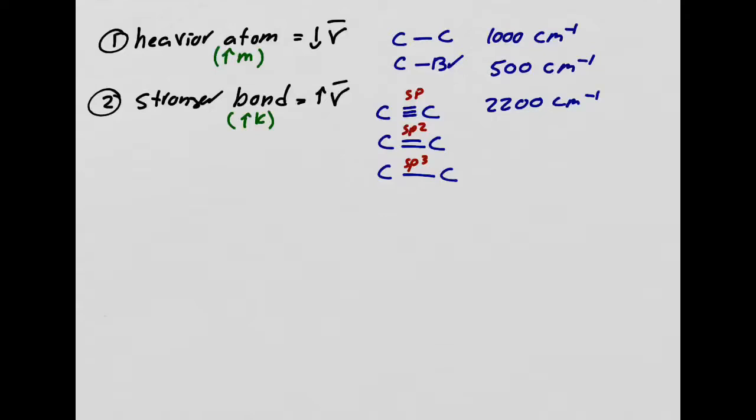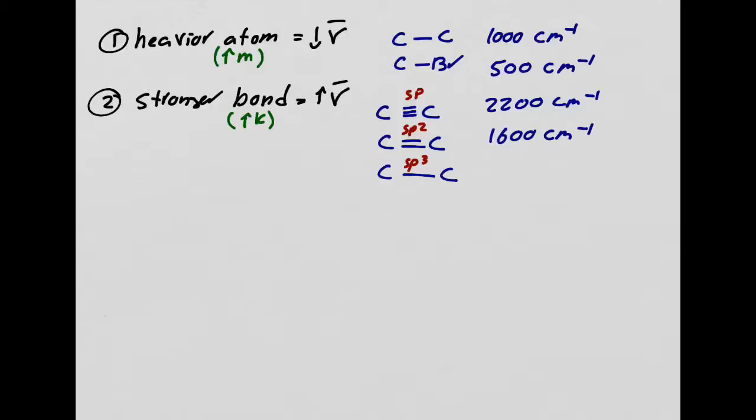Okay. Carbon double bond, do you expect it to be more or less? Remember, carbon triple bond or carbon double bond, which one is stronger? Tell me. The triple bond is stronger, right? So the double bond is weaker than the triple bond. So what do you expect? Do you expect this number to be higher than 2200 or lower? You expect it to be lower. So this is 1600 wave number.